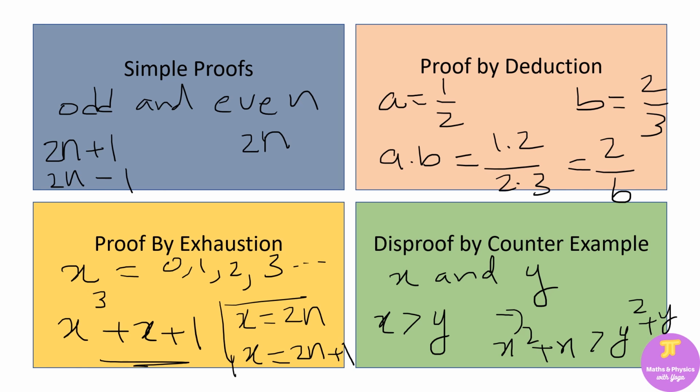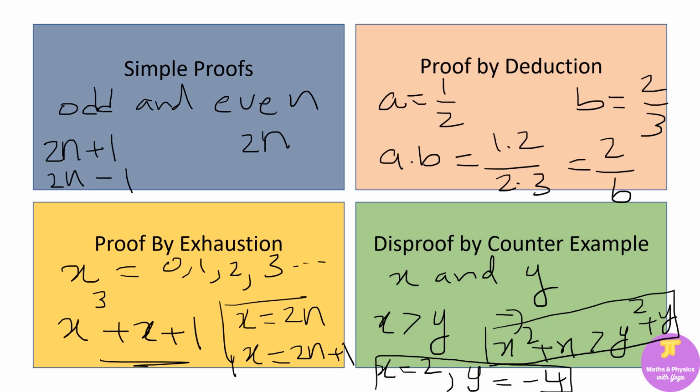You can disprove this by taking an example. Let's say x equals 2 and y equals minus 4. If you take this example, you can easily show that the statement is not true for this particular example. Therefore, the statement is not correct.